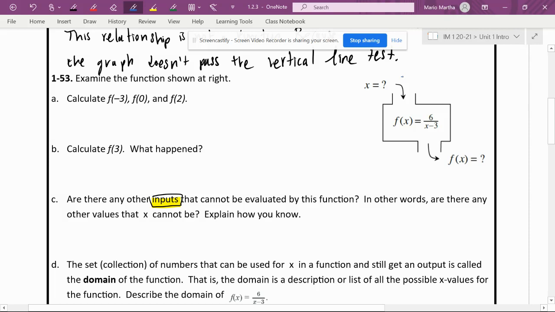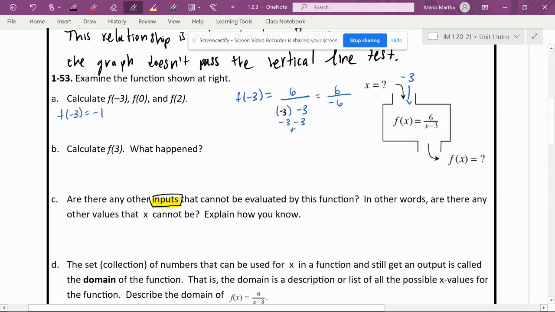If a -3 goes into the function machine right here, we have f of -3. We plug it in, so we're going to have 6 over, and remember, wherever we see x, we replace it with the value they're telling us to input. In this case, it's -3. So this is going to be 6 over -3 minus 3. If you have two negatives, you pretty much add them up and keep the negative, so you get -6. So f of -3 equals 6 divided by -6, which is -1.